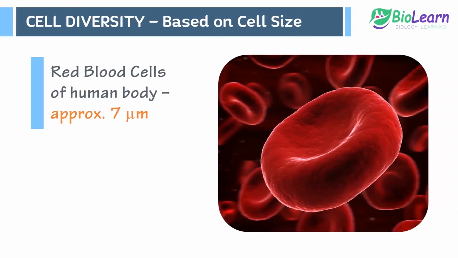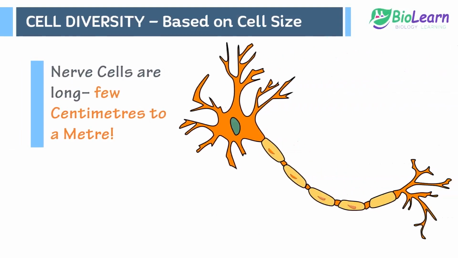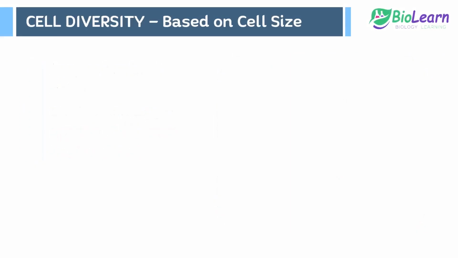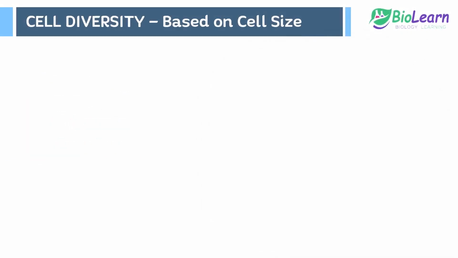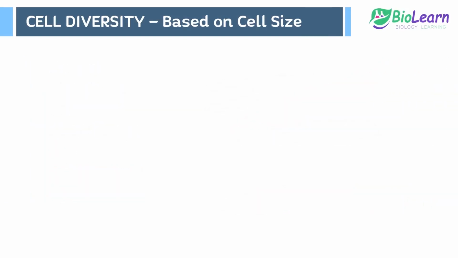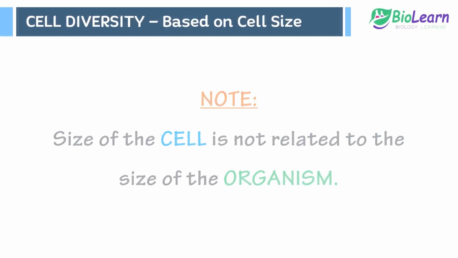Red blood cells of the human body have a size of around 7 micrometers. Nerve cells are long, ranging from a few centimeters to a meter. The largest animal cell is an ostrich egg, measuring about 170 millimeters in diameter. The human egg cell is only 0.1 millimeter in diameter. Muscle cells in animals and plant fibers are a few centimeters long. The cell of a unicellular alga, Acetabularia, is about 10 centimeters long. However, the size of the cell is not related to the size of the organism.